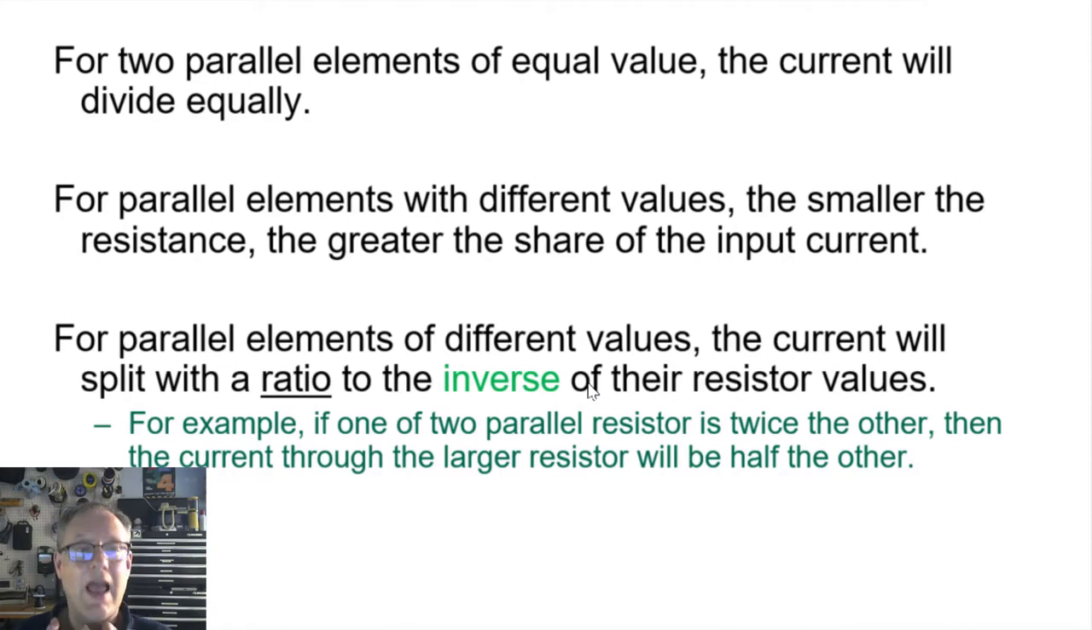For parallel elements with different values, the smaller one will draw more current and the larger one will draw less current. For parallel elements of different values, the current will split into a ratio of the inverse of the two resistors. Does that make sense? I mean, think about it. If it's less resistance, it gets more current. So it's backwards. Inverse, actually. And we will see that in the formula. For example, if one of two parallel resistors was twice the other, then the current going through that larger resistor will be half. That just makes sense.